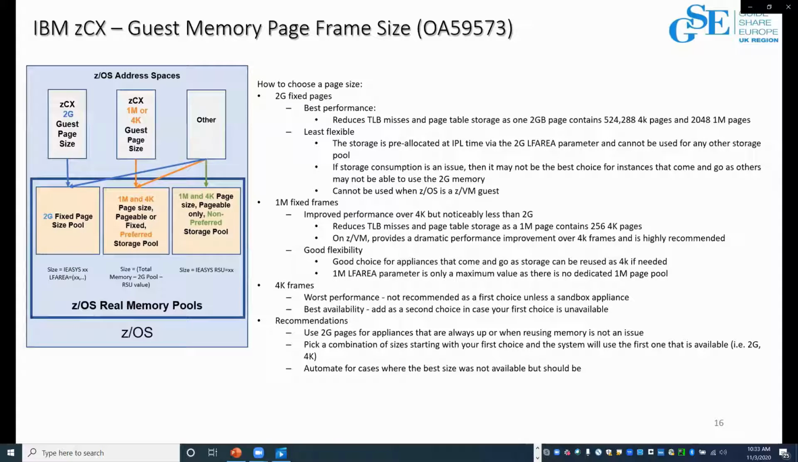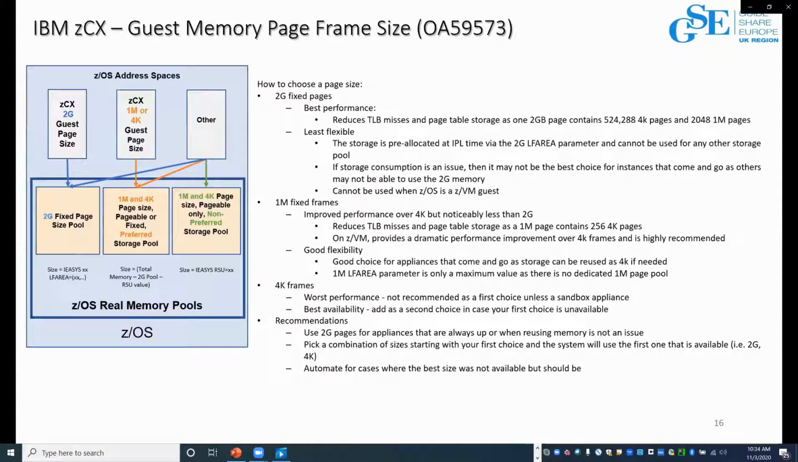You may want to do that before you even bring up your zCX appliance. 4K pages, worst performance, not recommended as first choice. Sandbox only, no production, okay? First choice. Best availability, two reasons. It could be that you have so much real memory fragmentation that we can't find enough 1 meg pages, all right? It's a really good choice to have at the end of the list.